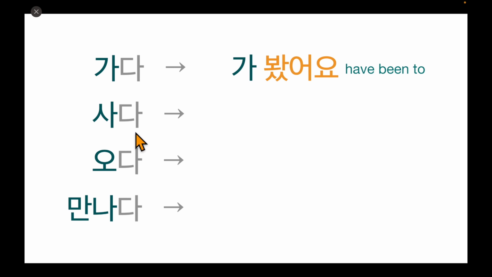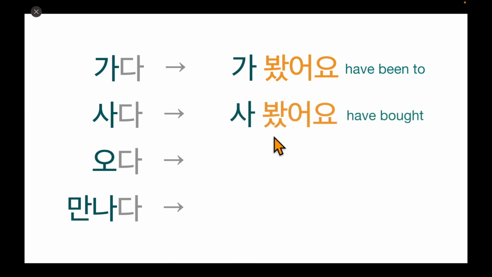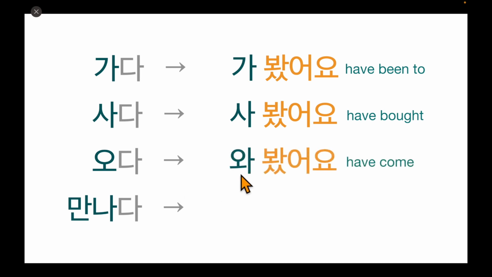What about 사다? 사봤어요. One more time. 사다. 사봤어요. That means I have bought something. 오다. 와봤어요. One more time. 오다. 와봤어요. That means I have come to this place.